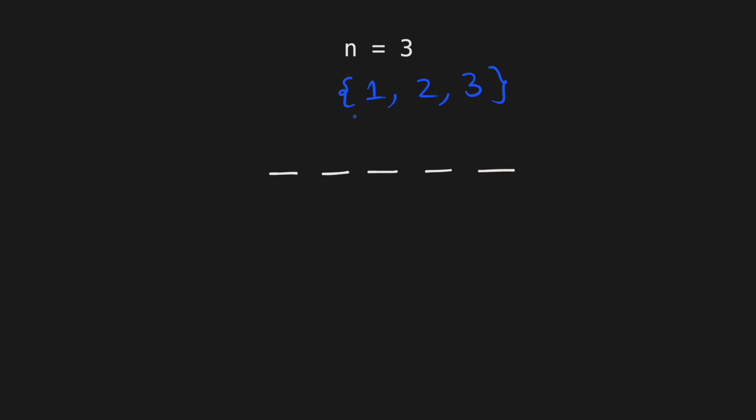So we must be greedy and prioritize placing the larger numbers first. For example, if n is equal to 3, we process the numbers in descending order. So first we try to place 3, then we try to place 2, then we try to place 1, and so on. To achieve this, we place the largest number n first to maximize the sequence lexicographically, and then place n minus 1, n minus 2 and continue until 1.